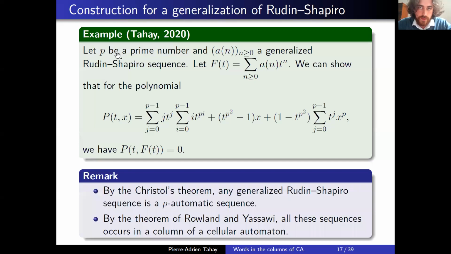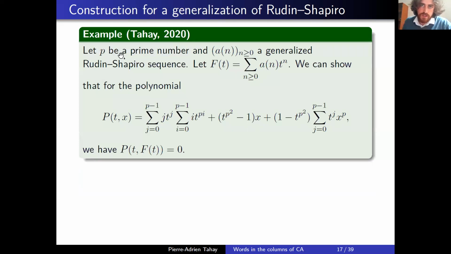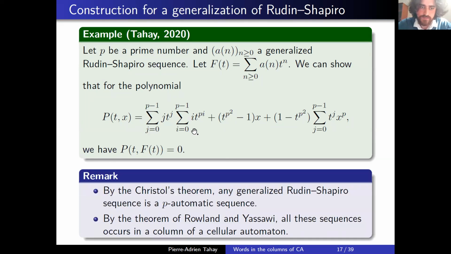And for this family of generalized Rudin-Shapiro sequences, we can show that these polynomials satisfy P(T) = 0. And with these polynomials, by the Christol theorem, this means that any generalized Rudin-Shapiro sequence is a p-automatic sequence. And by the theorem of Rowland and Yassawi, all these sequences occur in a column of a cellular automaton. And you can compute the rule of the cellular automaton by using this polynomial.